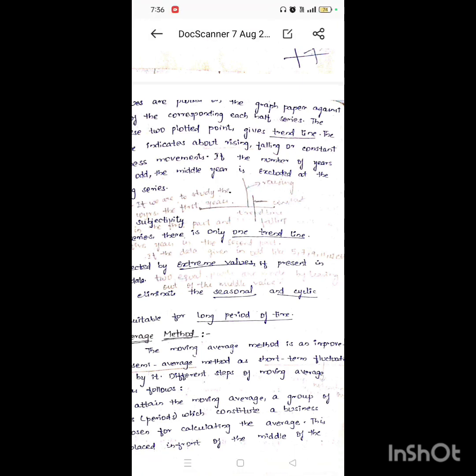The direction of the line indicates the rising or falling of the given trend of the business movement. If the number of years in a series is odd, then the middle year is excluded or omitted at the time of dividing the series, which you can easily understand.